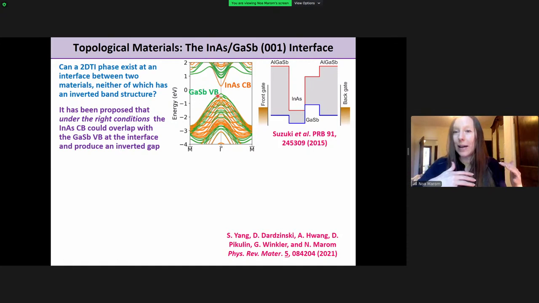So it has been proposed that under the right conditions, you could raise the gallium antimonide top of the valence band and lower the indium arsenide bottom of the conduction band, and get these bands to cross, and then get an inverted gap to open. And you would theoretically achieve this topological insulator phase. There's some debate over whether it's actually achieved in practice. And so we wanted to see by computer simulations maybe what would be the right conditions.